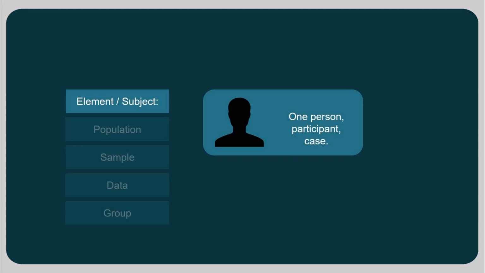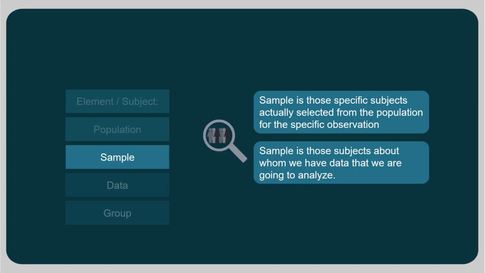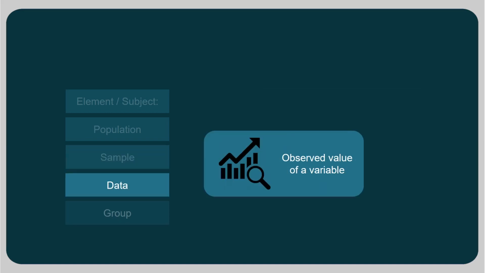There are certain technical terms like element or subject, which means one person, one participant or one case. Population, the entire class of subjects that are to be studied, for example, species, voters, buyers and clients, etc. Sample is those subjects or participants actually selected from the population for the specific observation. Sample is those subjects about whom we have data that we are going to analyze. Data are observable values of variables.